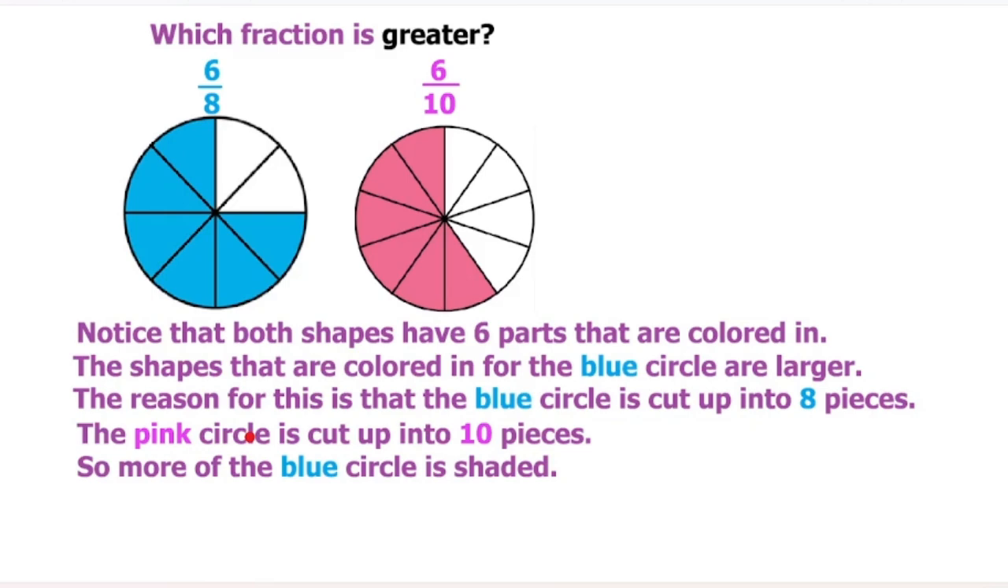So all of this is shaded for 6/8, but for 6/10 it stops only up to here. If it were to be equal to the blue one, we would have more shaded, including this, to make it equal. But there isn't. So we know that this is less than 6/8. So we know that 6/8 is greater than 6/10. Okay? And you can just see it.